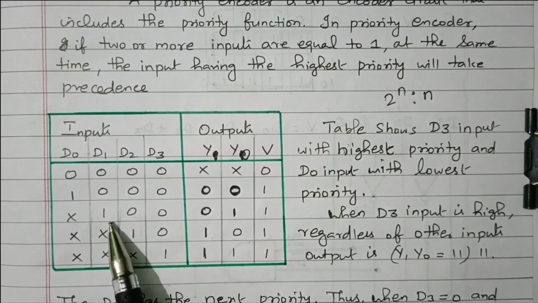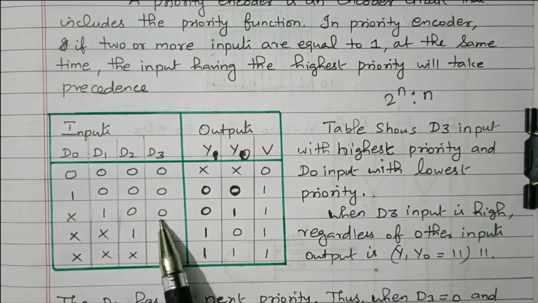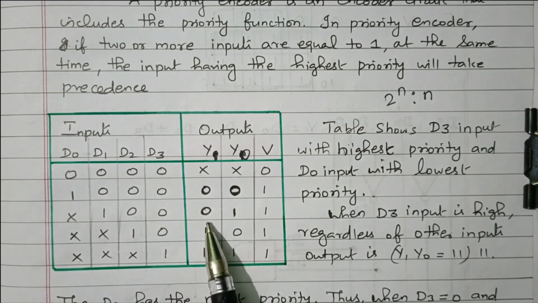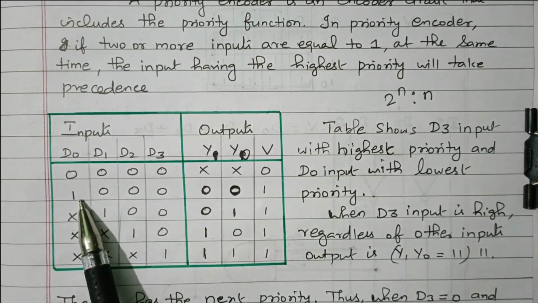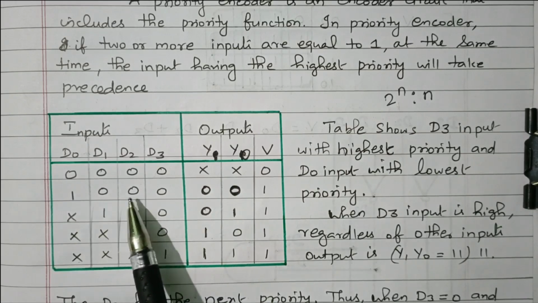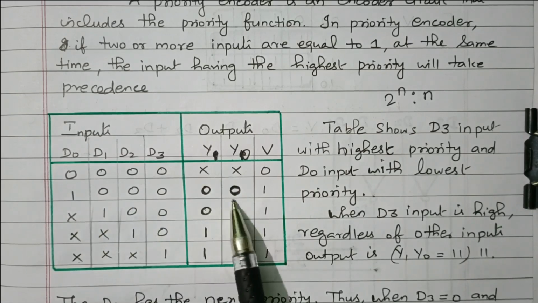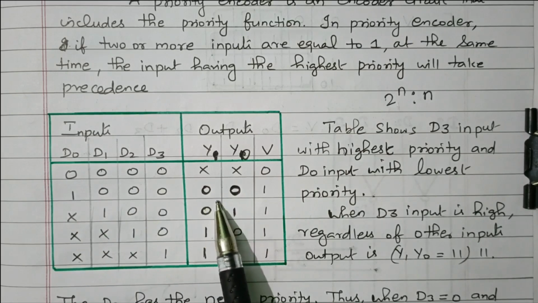Third priority goes to D1. If D1 is 1, D2 and D3 should be 0. Then it will give the output 0, 1. The last priority is D0. If D0 is 1 and D1, D2, D3 are 0, it will give 0, 0. There is nothing, so 0, 0 is no output.